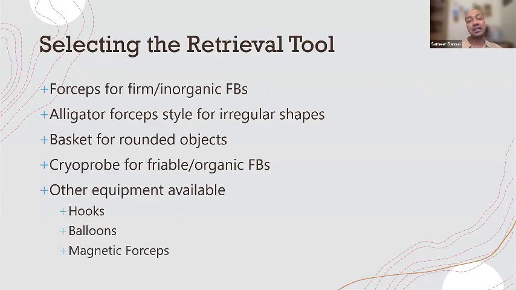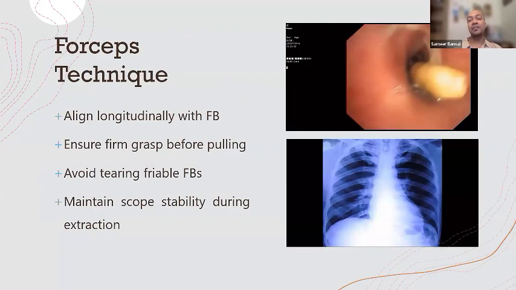Retrieval tools. Now, this is again a very important part. For your firm inorganic foreign bodies, forceps are generally used. If your foreign body is irregularly shaped, alligator forceps can be really useful. It has got multiple jaws. Baskets are for generally rounded objects, cryoprobes for friable organic foreign bodies, and there are other options such as hooks, balloons and magnetic forceps, and there's a lot more than that. So the most commonly used, that we also use and I think everyone else uses, is the forceps.